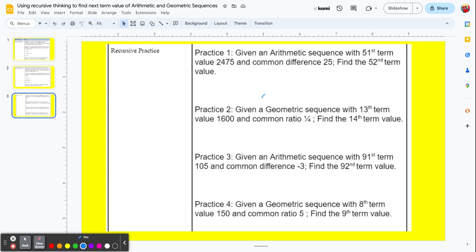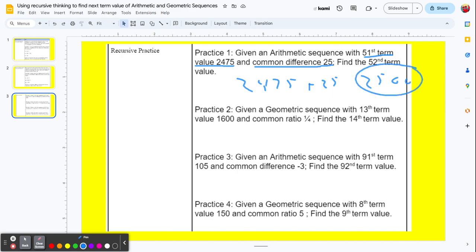So number one, given an arithmetic sequence where the 51st term value is 2,475 and the common difference is 25, what is the 52nd term value? All right, so we know it's arithmetic, so we're going to take the 2,475 and we're simply going to add the 25 to it to get 2,500 as our 52nd term.